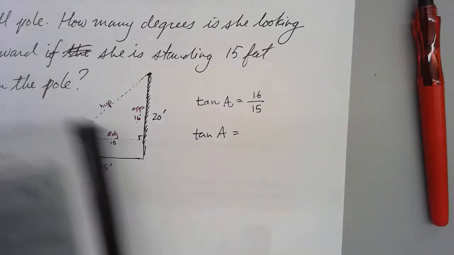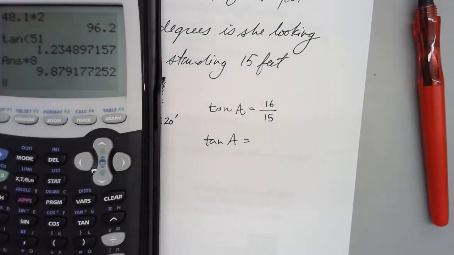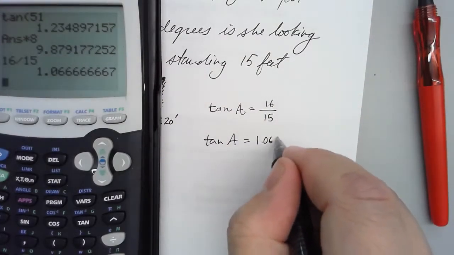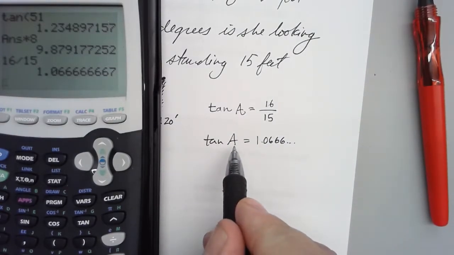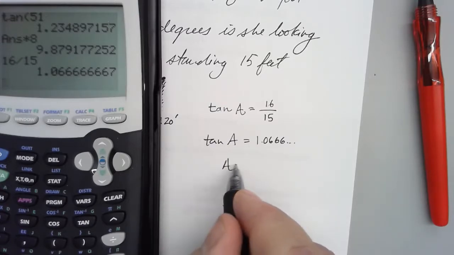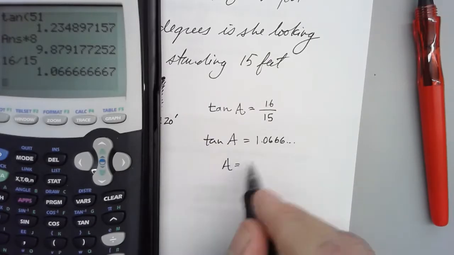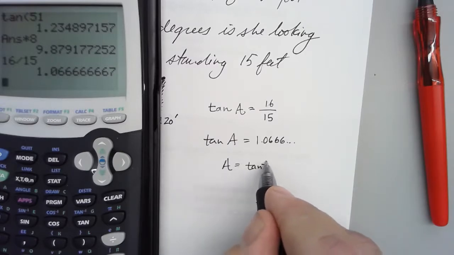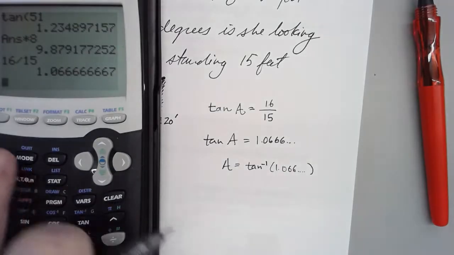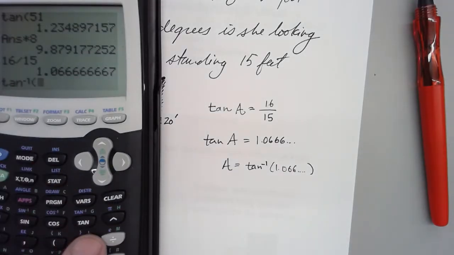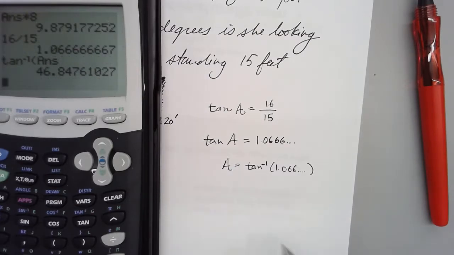Taking my calculator out, 16 divided by 15 is 1.06, and then the 6 repeats. And remember, to get the A by itself, because that's what I want to know, is the angle, I have to inverse away this tangent. So it looks a lot like division, but it's doing an inverse. So I'm going to have inverse tangent of this number here. And then that's the number I want to do. So I'll just do answer. This refers to the previous answer. And I get 46.8 degrees.